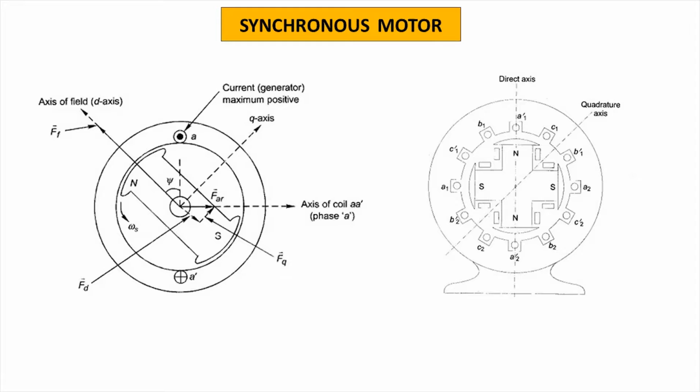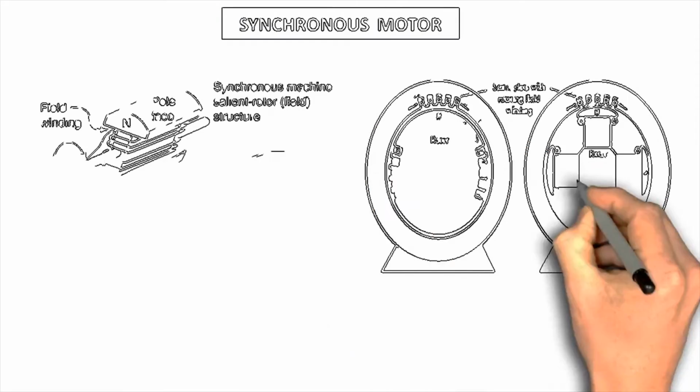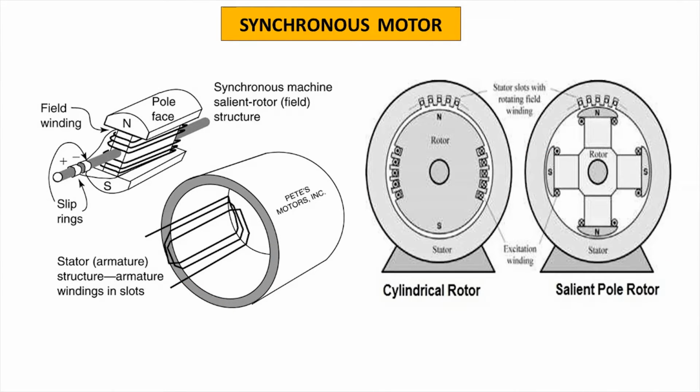The rotor carries the field windings. The main field flux induces in the rotor. The synchronous motor uses the salient pole rotor. The word salient means the poles of the rotor are projected towards the armature windings.